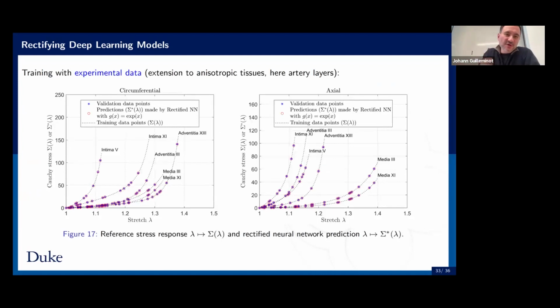And now this is just to show you how it looks when you apply this to experimental data on arteries. As usual, your neural net is going to be good at fitting data. But the point I would like to make is that not only are we fitting data, but I can guarantee that your neural network is good in terms of computation. So here you see the response in the circumferential direction, and here along the axial direction.